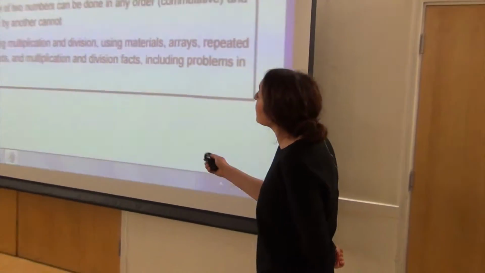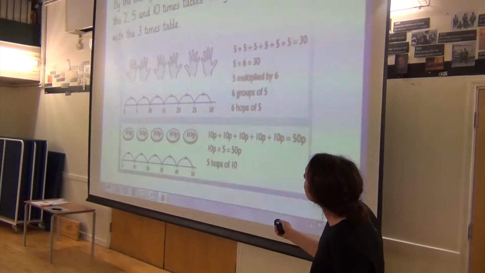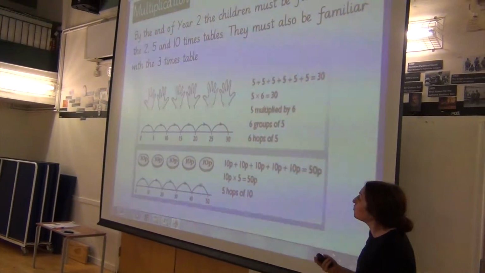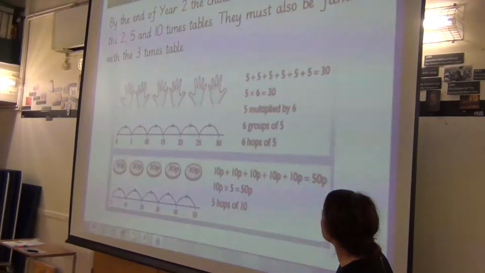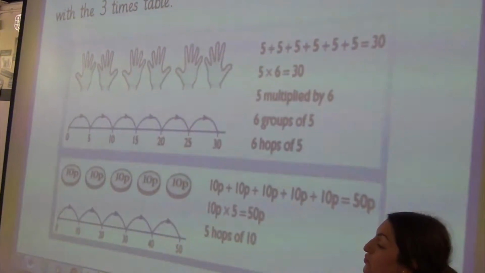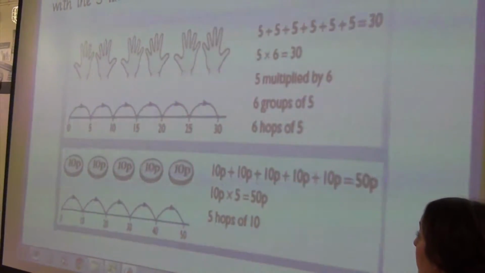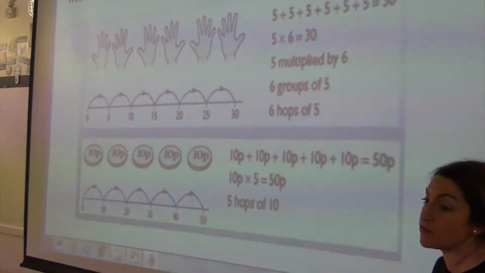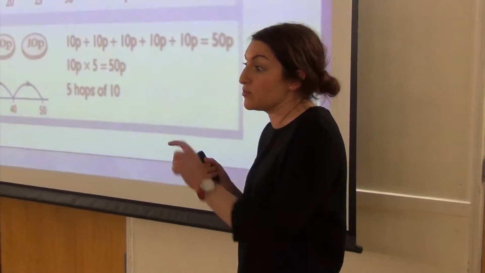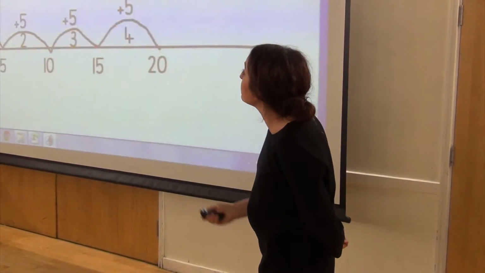So the other things that they have to do in Year 2 with regards to multiplication and division, if I skip on: by the end of Year 2 the children must be fluent with the 2, 5 and 10 times tables, but they must also be familiar with the 3 times table, because that comes up often where they have to know how to count in 3s. And you'll know, some of you from siblings in Key Stage 2, if they can really crack those times tables here, it'll make it much easier going forward in Year 3 and Year 4.